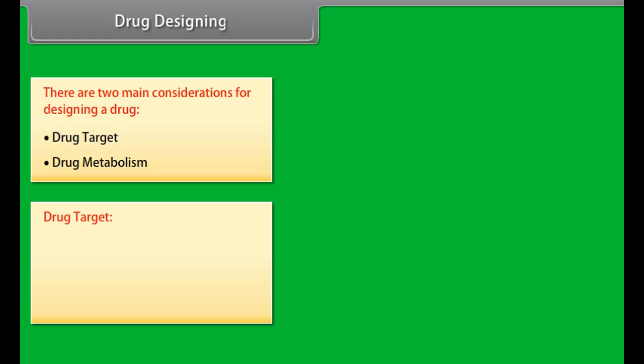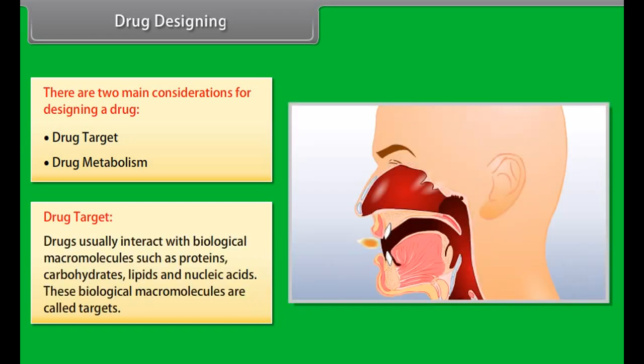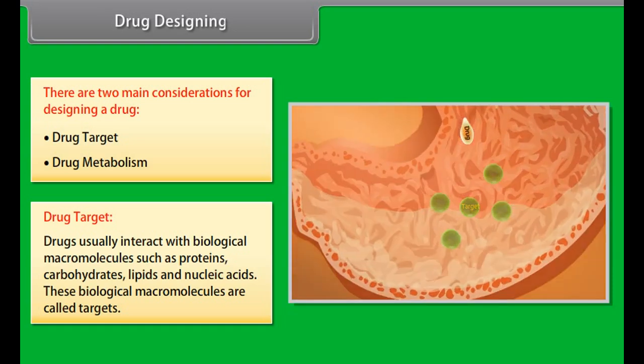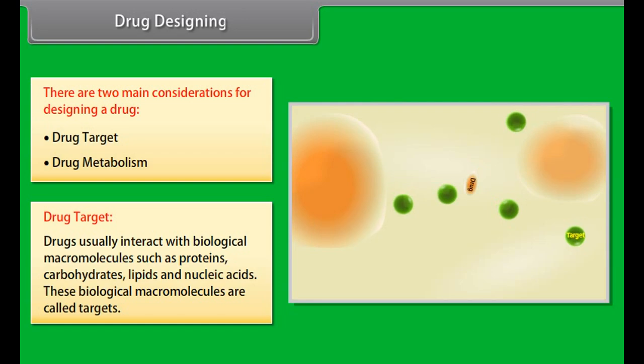Drug target. Drugs usually interact with biological macromolecules such as proteins, carbohydrates, lipids, and nucleic acids. These biological macromolecules are called targets. The correct choice of drug target is important to obtain good therapeutic effects of a drug.